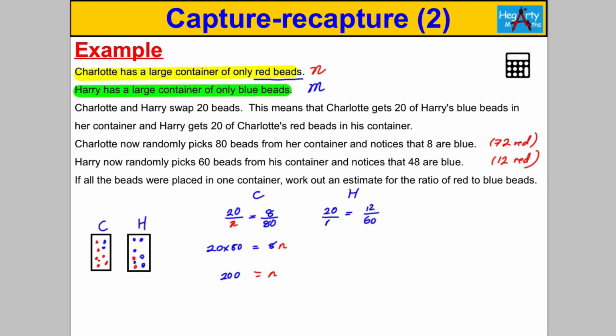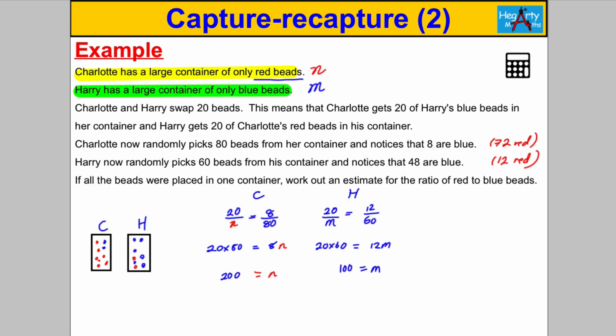So we had to swap over here to red for Harry because we knew how many reds he had. We don't know how many blues he had. So solving here for M, we would get 20 multiplied by 60 is equal to 12 multiplied by M. And solving for M, you would get that M is 100. So 20 times 60 divided by 12 would give you that M is equal to 100.